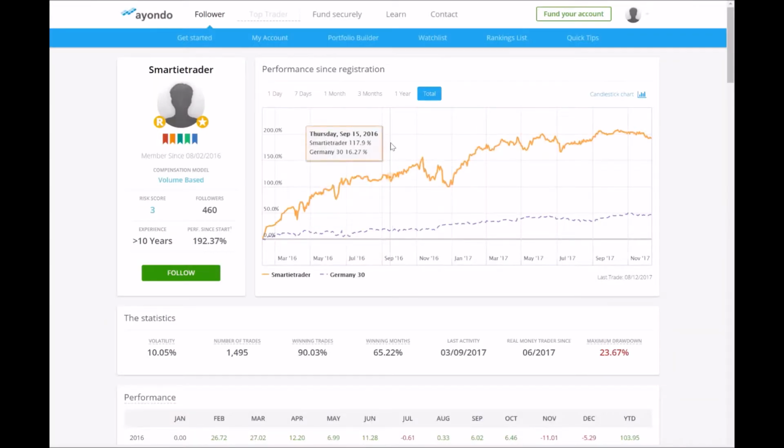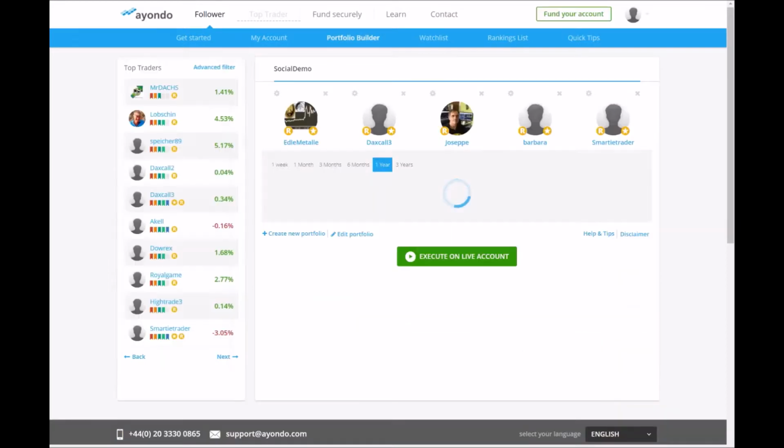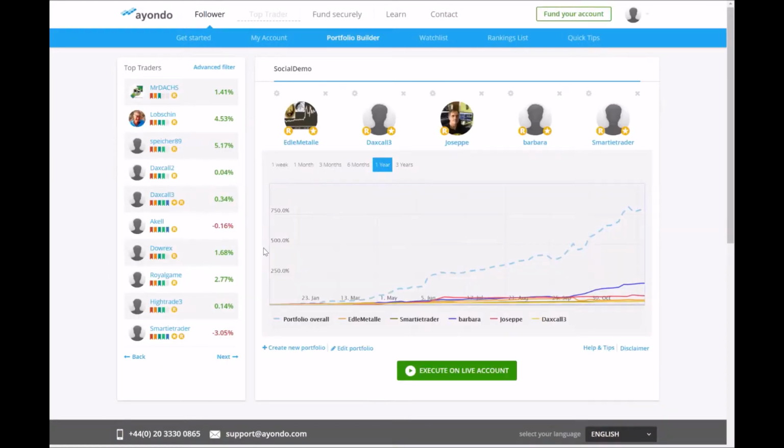So let's jump in. Let's say we decide we quite like Smarty Trader as a trader, and we would like to mimic their trades. So it's just as easy as clicking on follow down here. So we'll click on follow. And what this does, this adds Smarty Trader to my portfolio. I can have up to 5 traders in the portfolio. So here are 4 before. Edel Metal, good long-term track record for Edel Metal. DAX Call 3, Giuseppe, who was near the top, Barbara, who was near the top, and Smarty Trader, who I've just added. So these are my 5 traders.